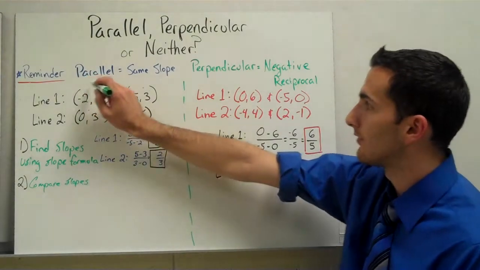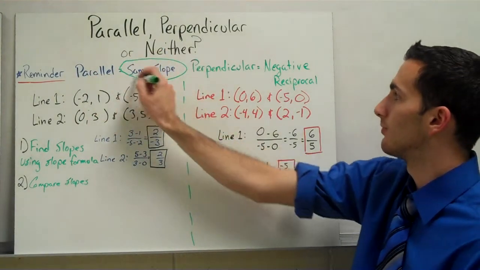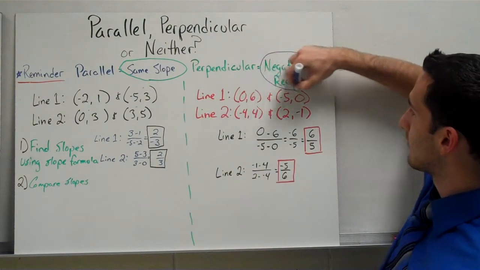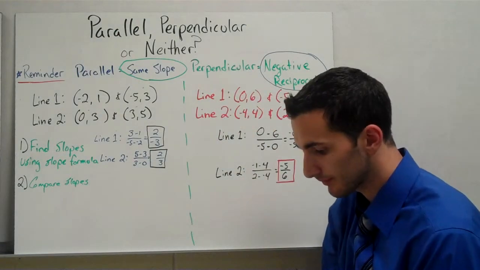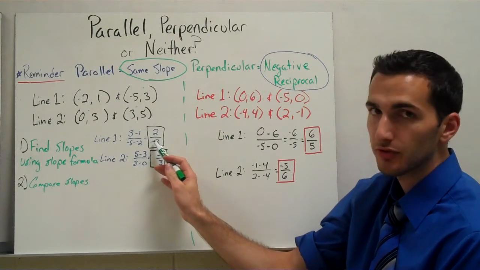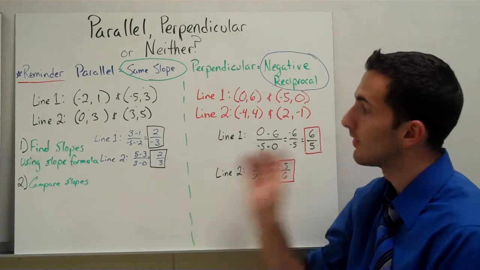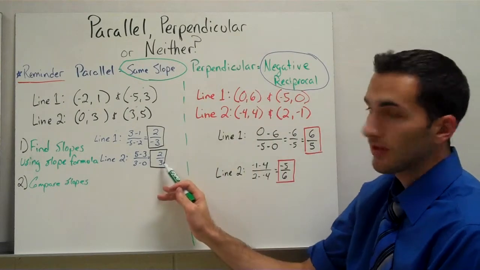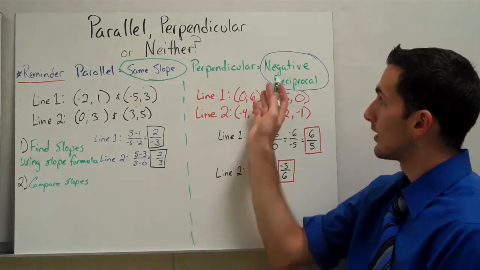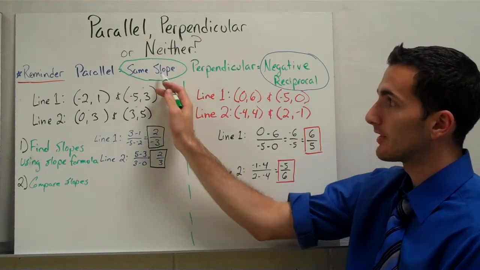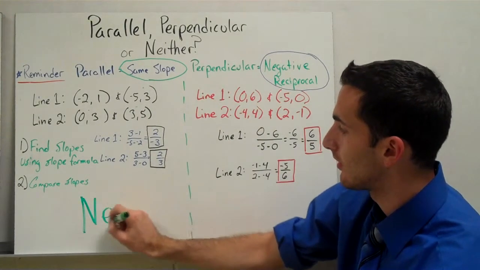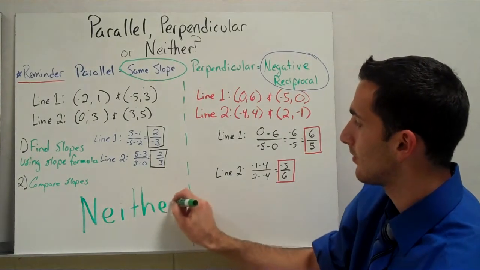Here's our reminder up here. If they're parallel, they will have the same slope. If they're perpendicular, their slopes will be the negative reciprocal of each other. Looking at these lines, this is negative 2/3 and this is positive 2/3. Although they are negative, they are not reciprocals. Remember, reciprocal means you flip the fraction. So they are negative, but they're not reciprocals. They're clearly not the same. So after we compare these, we can see that these are neither. They are neither parallel nor perpendicular.